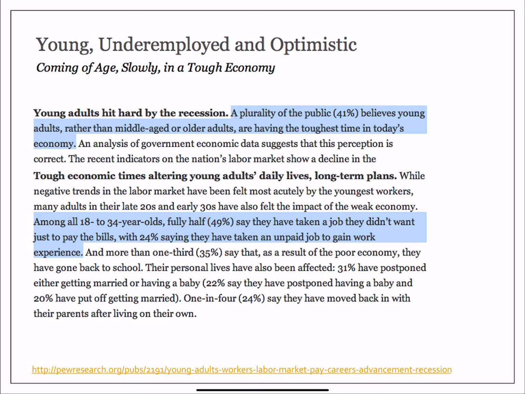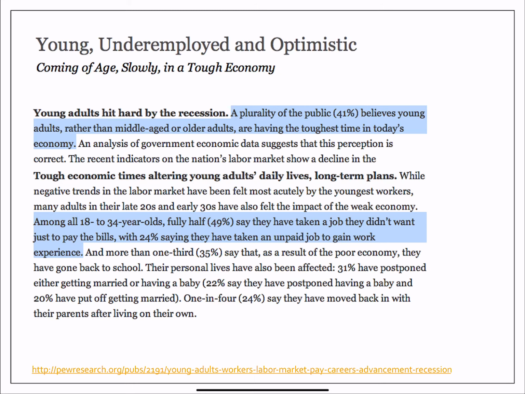So this is the kind of thing that we could see. This is Pew Research. And this is the kind of thing that we might read in an article somewhere. Like you're reading the Washington Post and you read something like this in an article, or you're listening to NPR and they rattle off some numbers like this, right? So first, starting off, it says a plurality of the public, 41%, believes young adults rather than middle-aged or older adults are having the toughest time in today's economy.